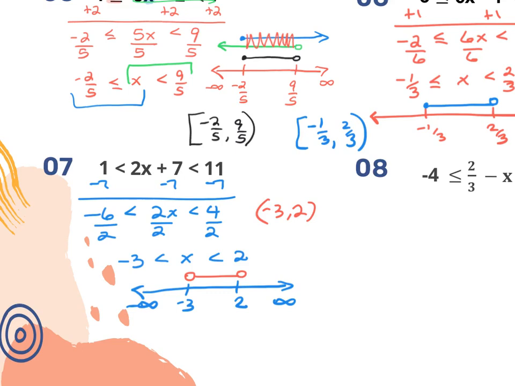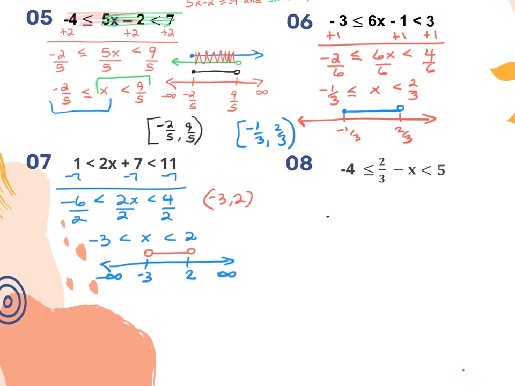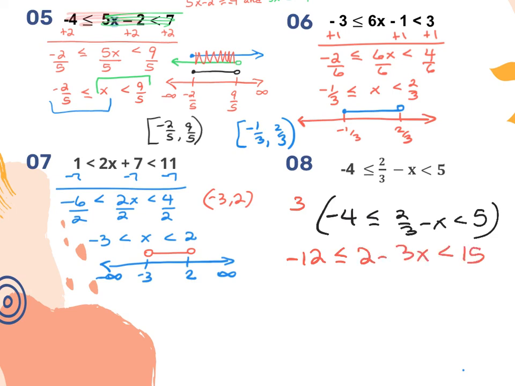For number 8, I'm going to clear my fraction. Let me rewrite my problem. I'm going to multiply everything by a 3. I end up with -12 is less than or equal to 2 minus 3x, which is less than 15. So I distributed it to each one of the terms, all 4 pieces.